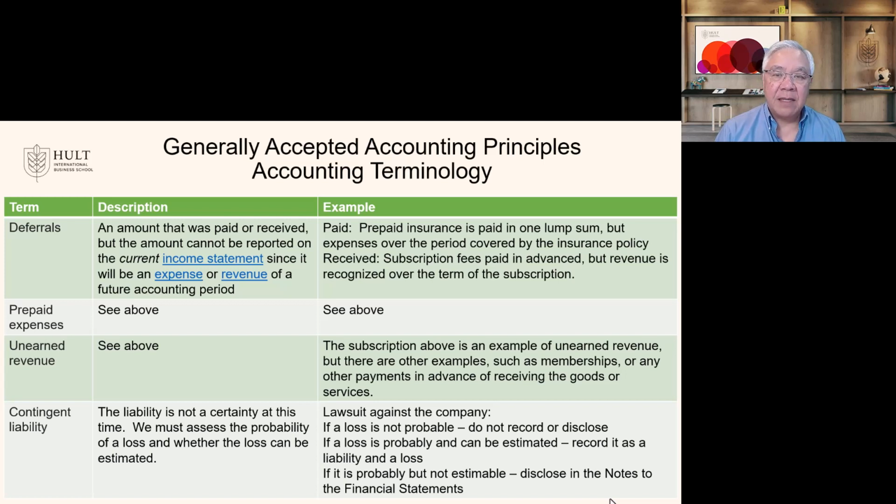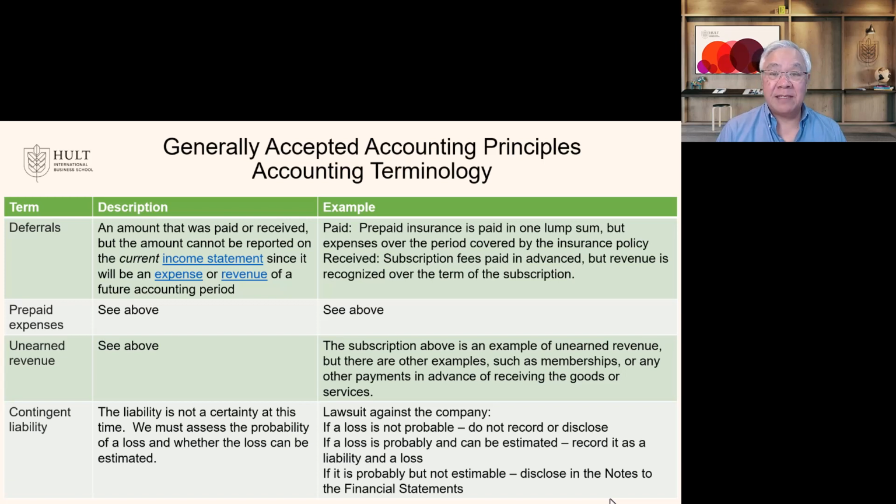This is the amount that was paid or received, but the amount cannot be reported yet in the current income statement since it's not an expense or revenue now, but it will be in a future period. Think of it as a holding bin until such time as it's recognized as revenue or expense on the income statement. An example is you paid prepaid insurance in a lump sum at the beginning of the year, but the expenses need to be recorded over the period in which the insurance policy covers.